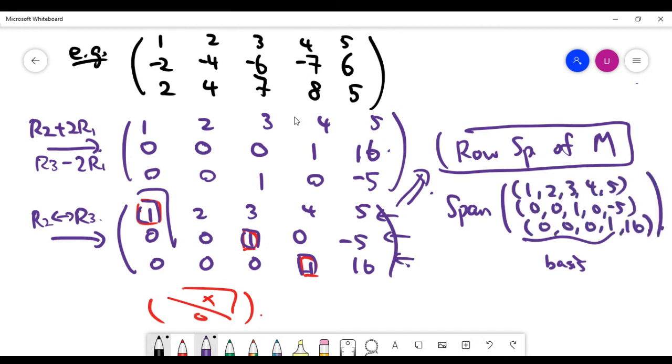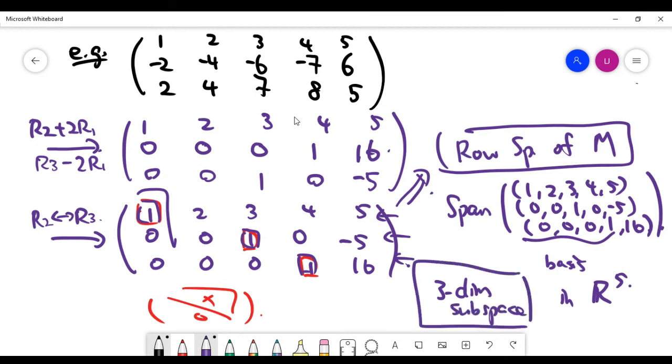So what does it mean? Please look at each vector. Now each vector has 5 coordinates. It means the row space is sitting in R5, right? So basically it's a 3-dimensional subspace inside R5, and we use a basis like this here to describe the row space of M. And let's look at the meaning of the column space.